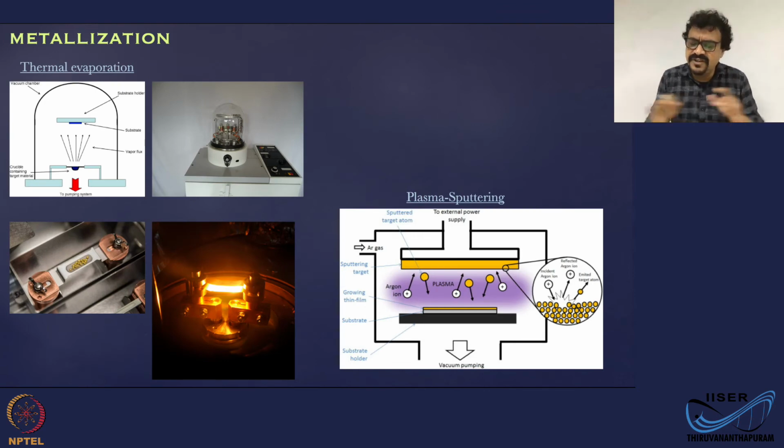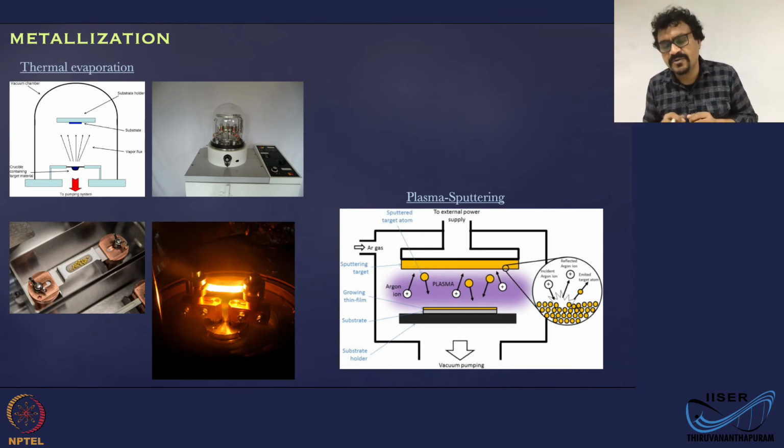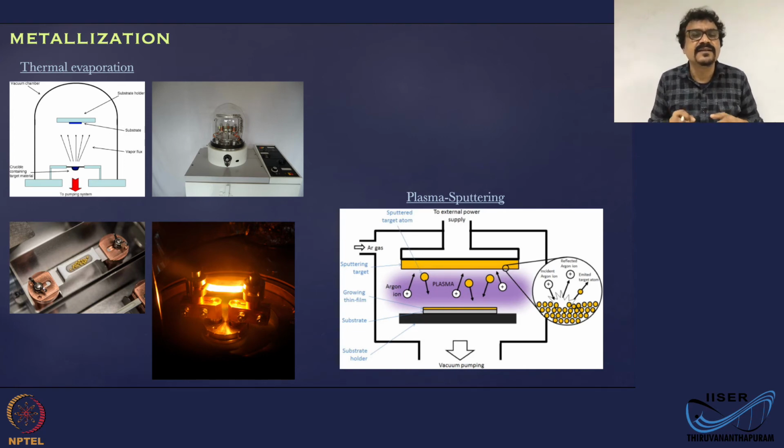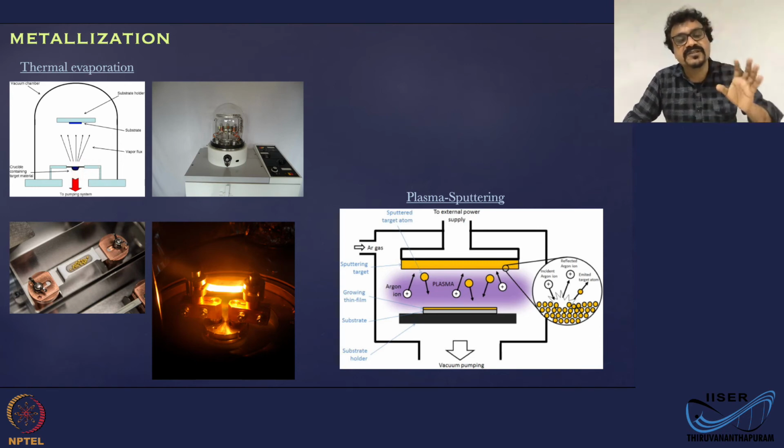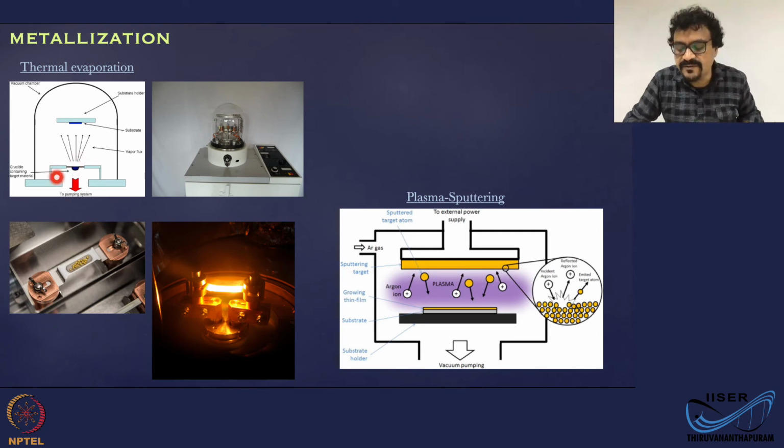Let us very quickly overview the metallization process. Metallization is a very simple process to understand. You have a source which looks something like what is shown here. It's like a boat or a basket where you can keep the metal that you want to put on the substrate. Then you heat it using a high current running through this basket. Then it's going to glow like this, as shown here. Then this metal will evaporate and get deposited on the substrate.